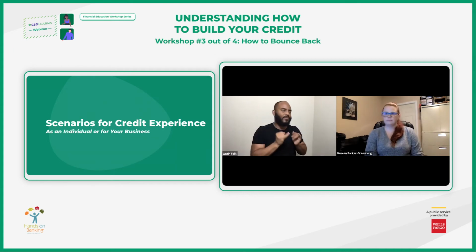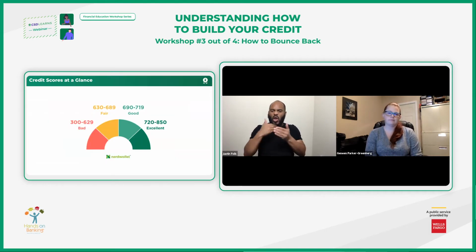We're going to do some scenarios here for credit experience, applying them both as an individual and as a business. Before we get into that, I do want to show you this image that's on the share screen right now. You can see it's from 0 to 629, which is pretty bad. It's considered bad credit. 630 to 689 is considered fair, not perfect, but fair credit. Good credit starts at 690 and runs all the way to 719. And then from 720 and beyond up to 850 is considered awesome or excellent. People should be between 690 to 850. When you're in that range, you have more options.